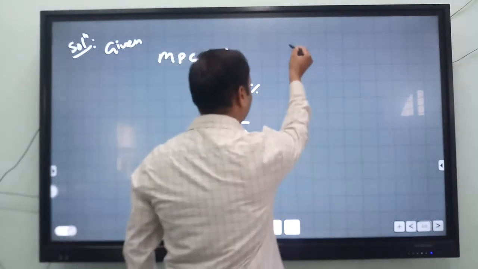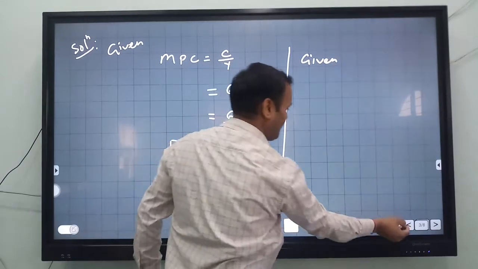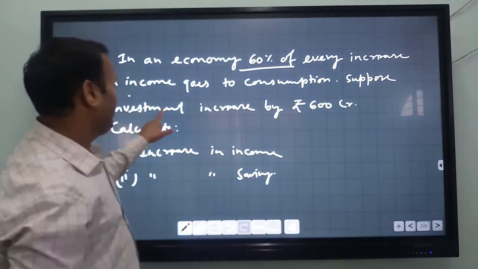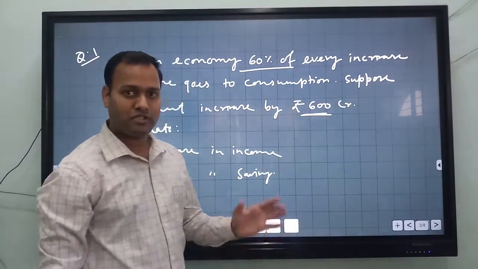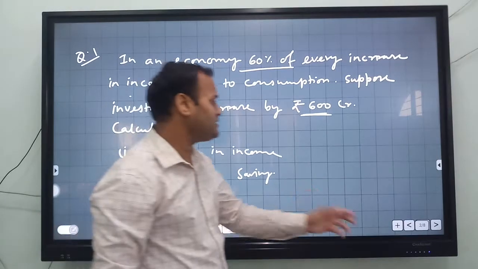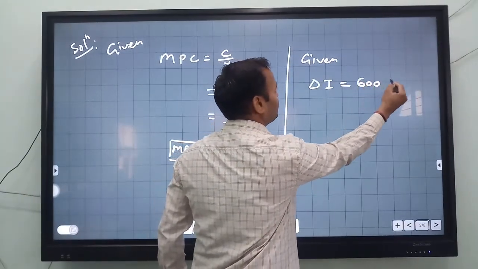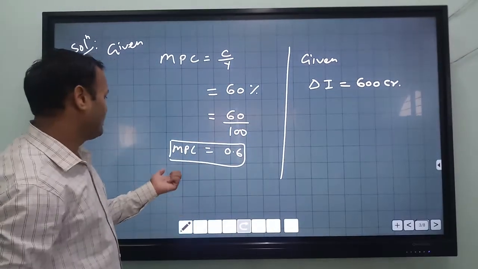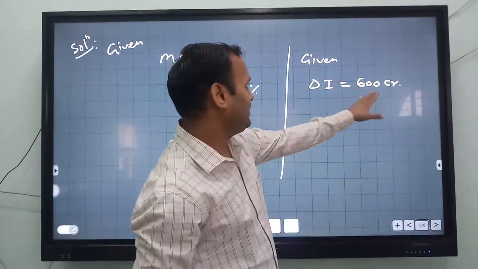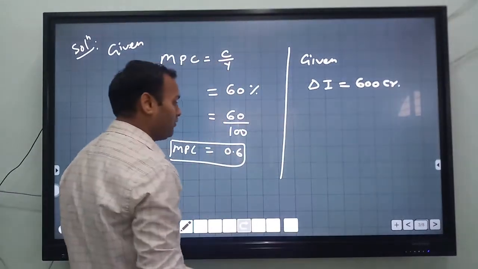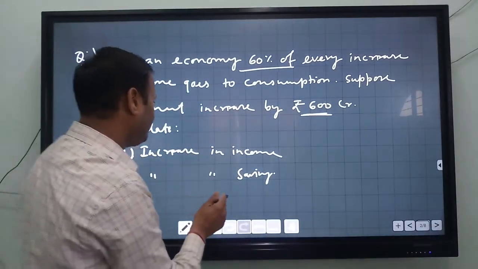Now the second thing that is given: suppose the investment increases by 600. Investment increase, so increase in investment, that is delta I. So delta I is 600 crore. So two things we have been given: MPC that is 0.6 and delta I that is 600. Now we have to calculate what? Increase in income and increase in saving.